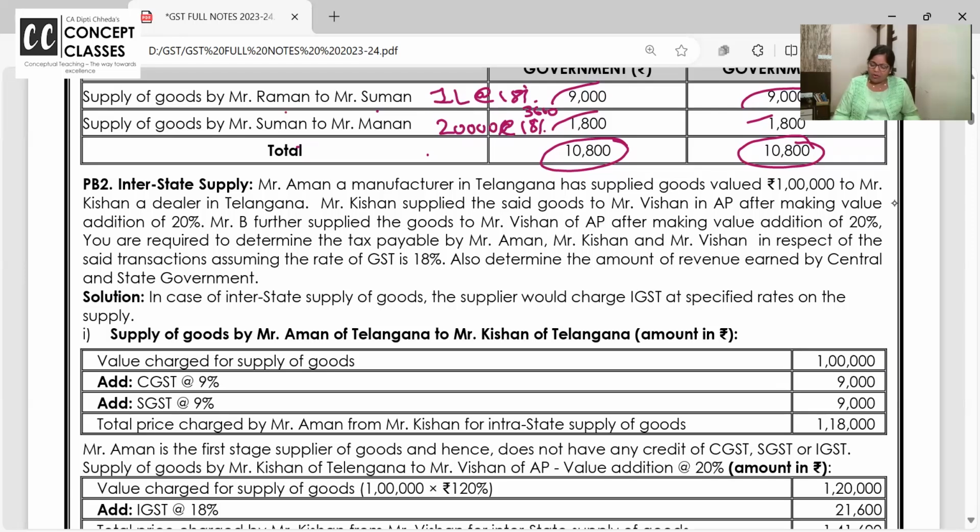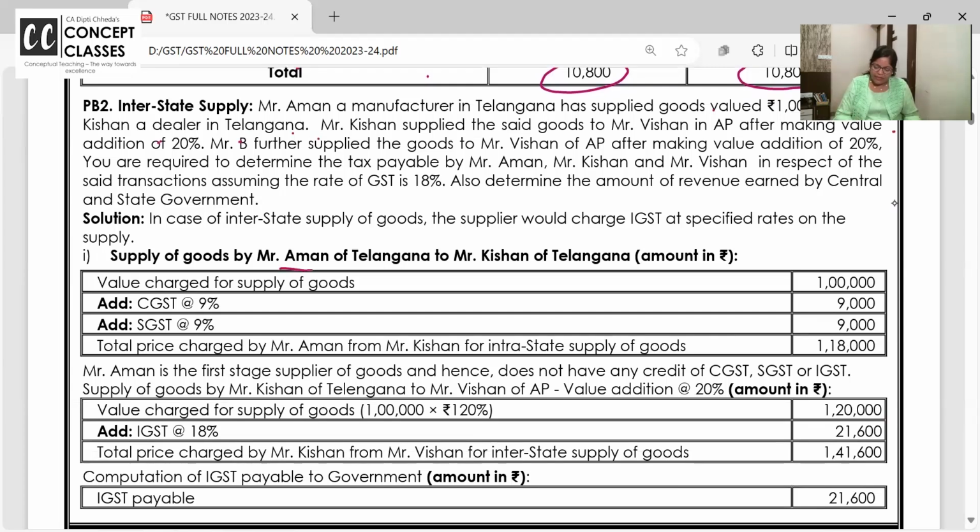A manufacturer of Telangana has supplied the goods to Mr. K of Telangana. So first one is within the state. Okay, let us complete the first one. A to K within the state 1 lakh goods, 18%, 9% 9% charge kar do. So A will pay the government ko 9,000 because this is the first transaction. Okay. Mr. A is the first stage supplier of the goods, first stage dealer they are called, and does not have any credit. So he will pay the whole tax collected.